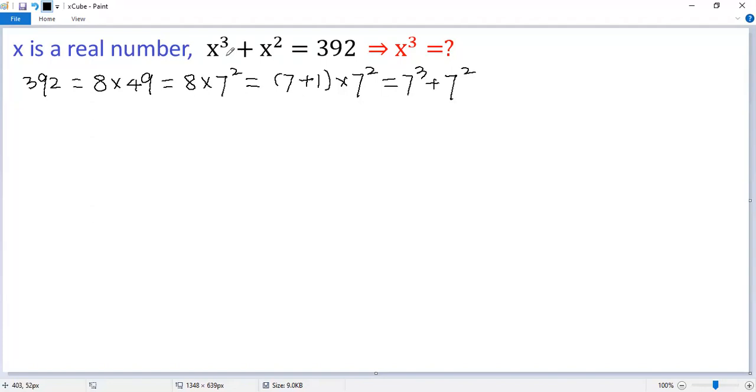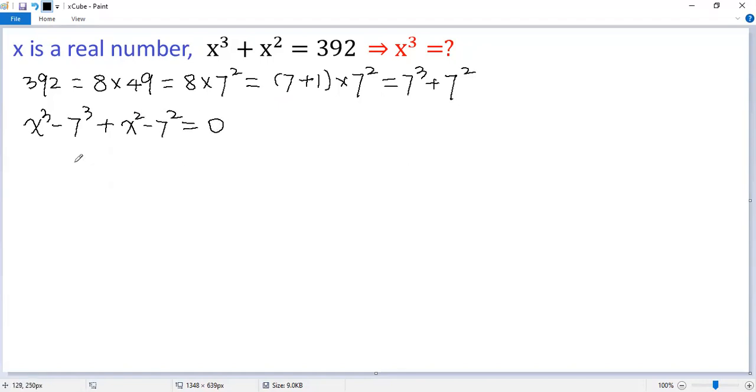So the left side is x cubed plus x squared. So you see x equals 7 is actually a solution. Let's move these two terms to the left side. So we get x cubed minus 7 cubed plus x squared minus 7 squared equals 0.